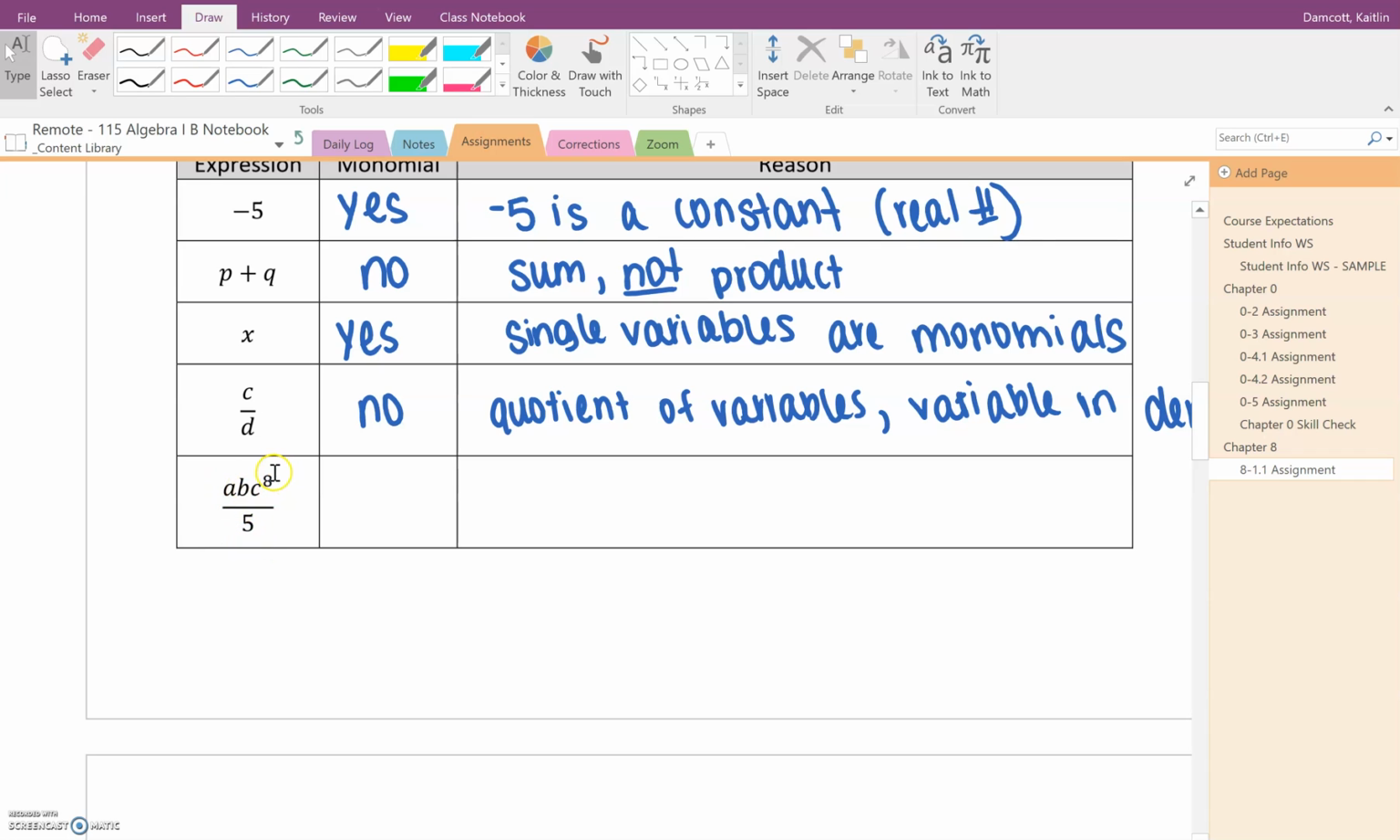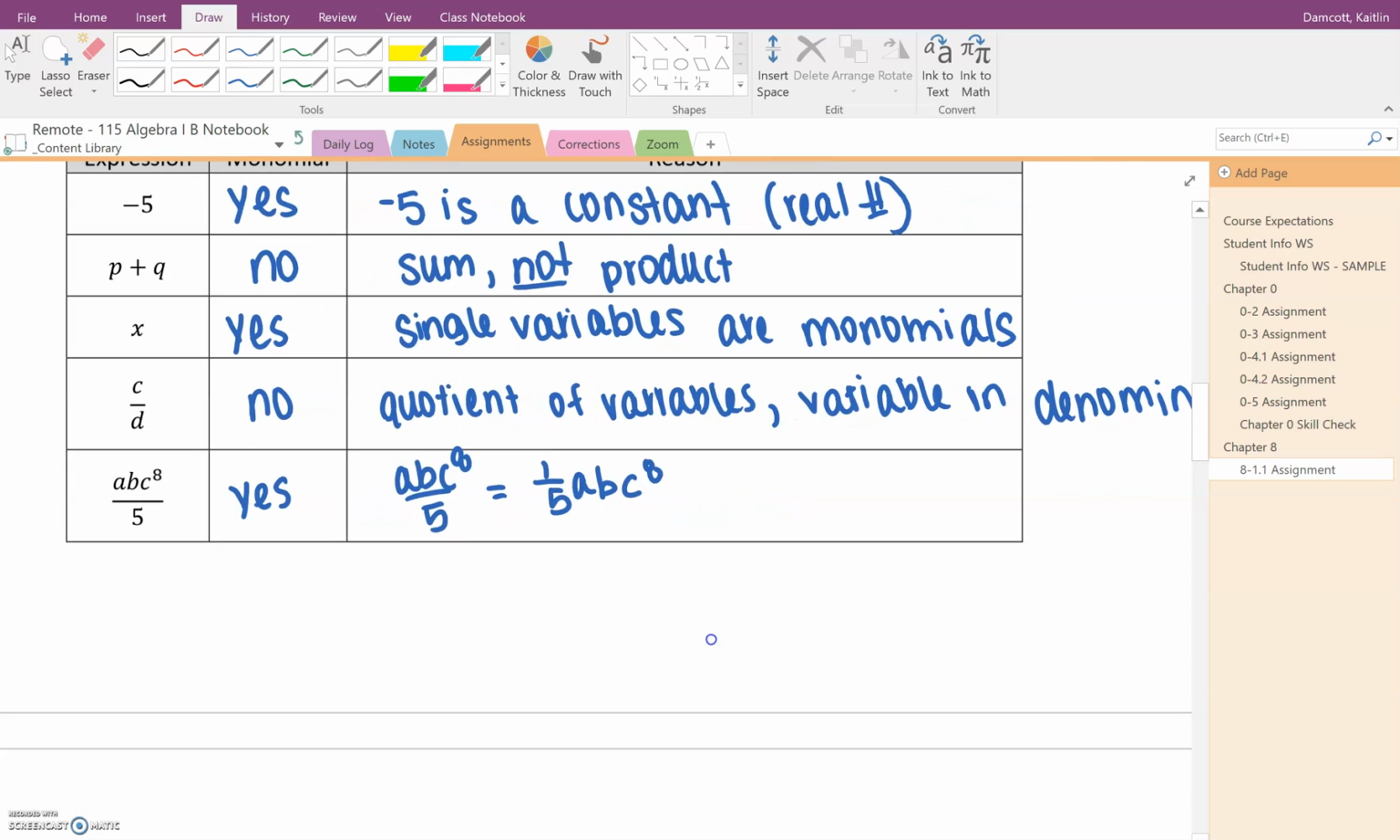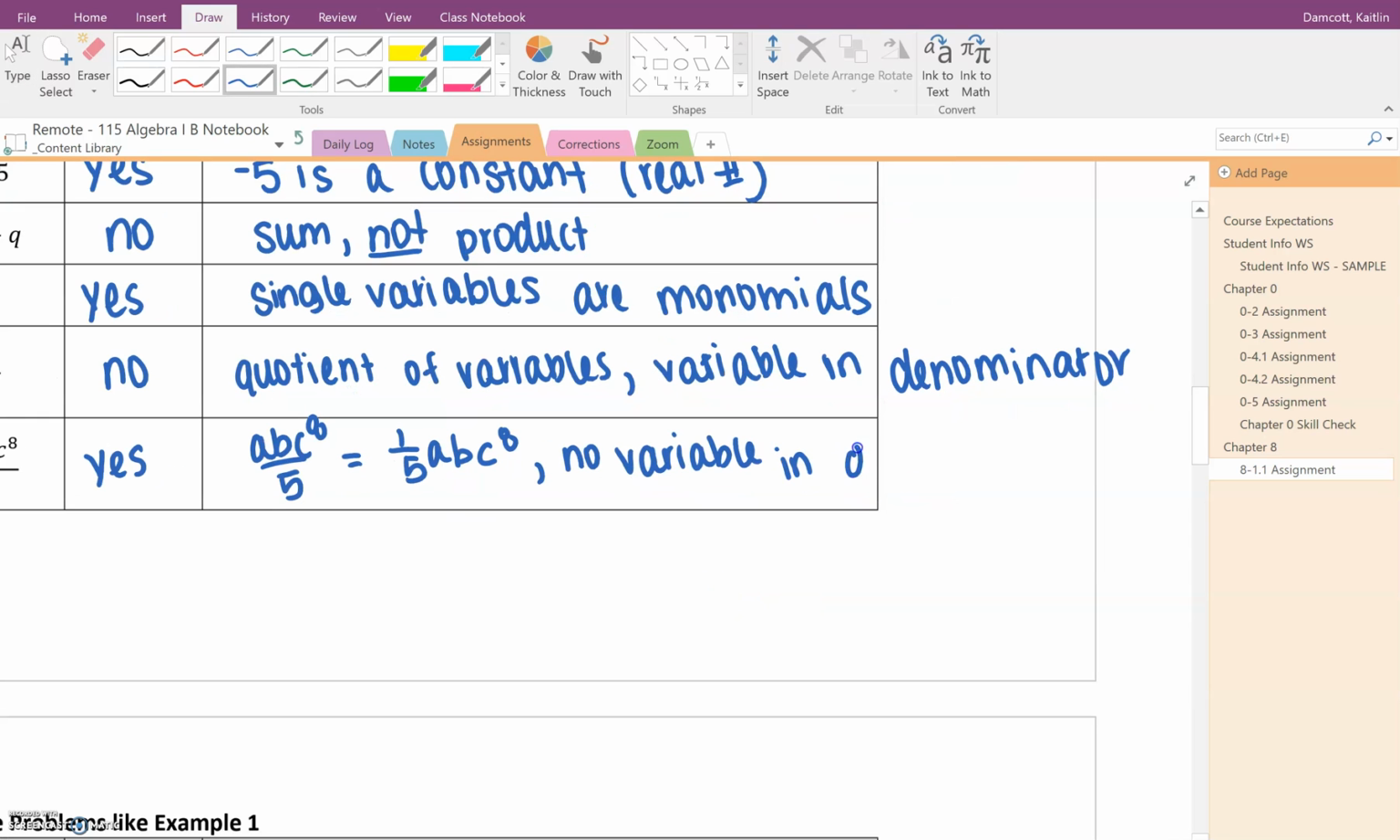So we have ABC to the 8th power all divided by 5. This is actually going to be a monomial. The reason being is if you took this ABC to the 8th over 5, you can actually rewrite this so that it's 1/5 times A times B times C all to the 8th. So in this one, there is no variable in the denominator.